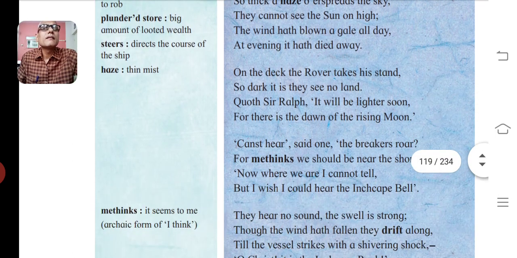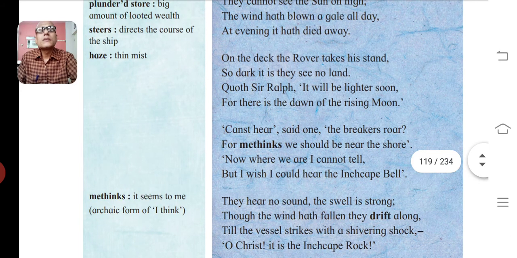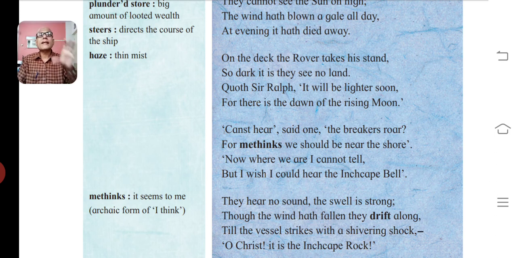Now see the next line. On the deck the rover takes his stand. Here the figure of speech is inversion. Here the words are not in the correct prose order. The correct prose order of the sentence is, 'the rover takes his stand on the deck.' Now see the figure of speech in the next line. They hear no sound. The swell is strong. Here alliteration. Here the sound of S is repeated pleasingly.